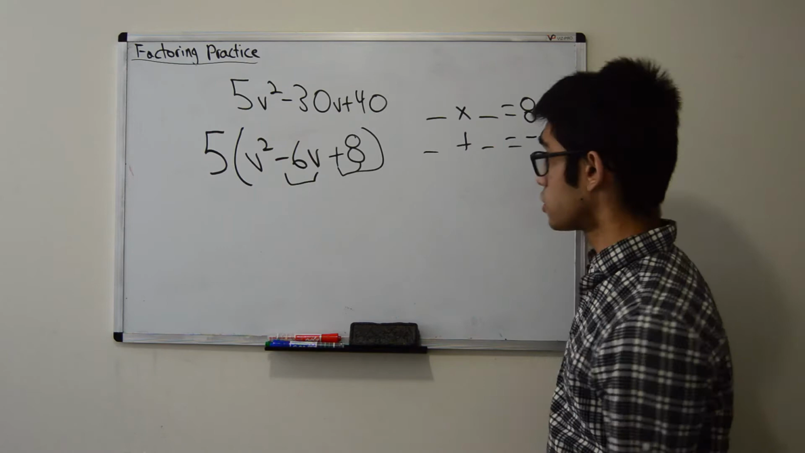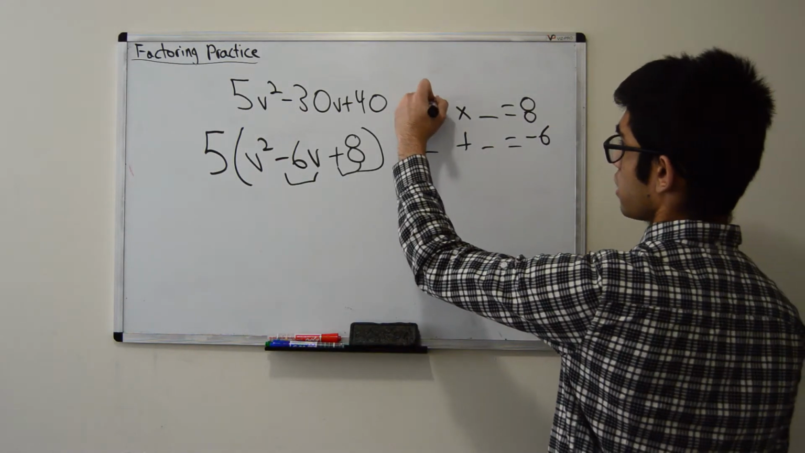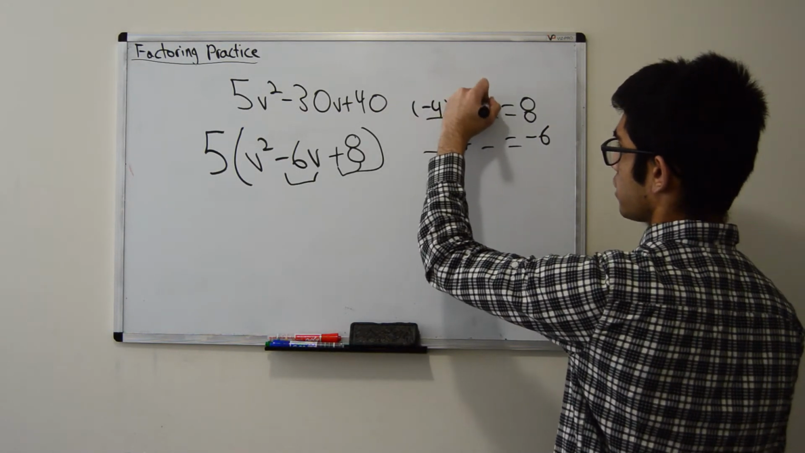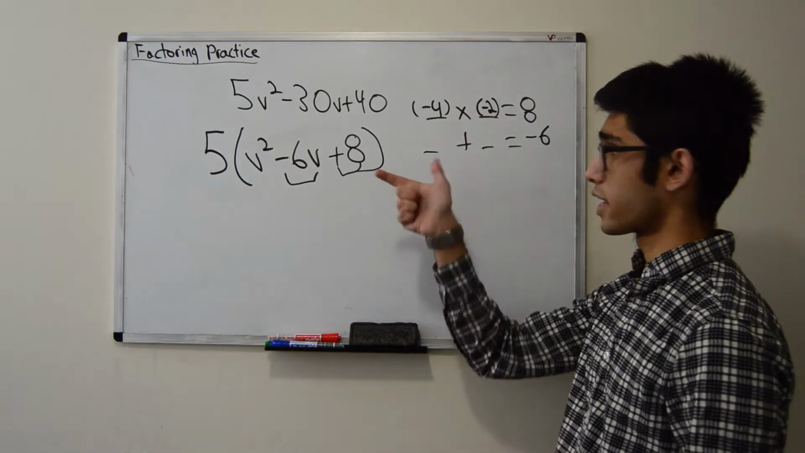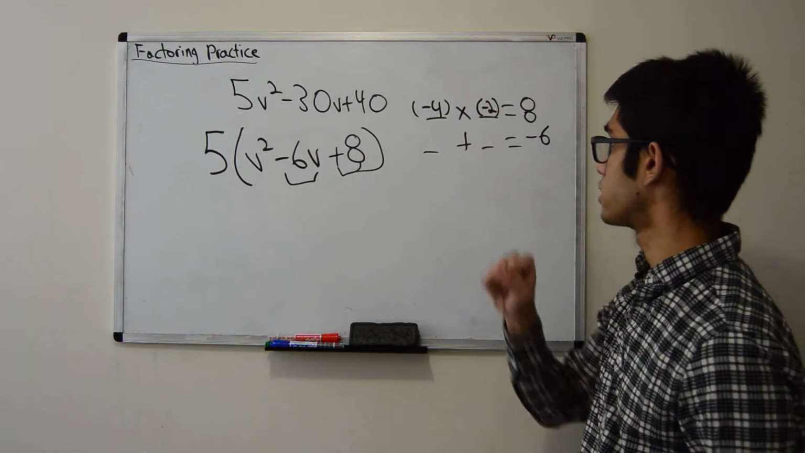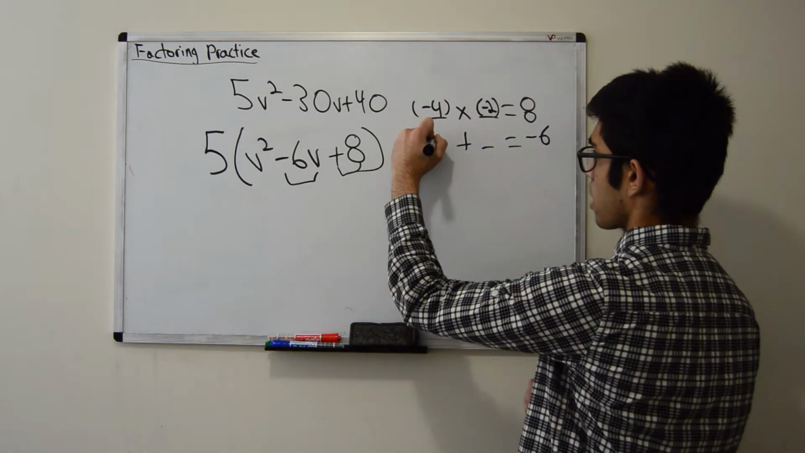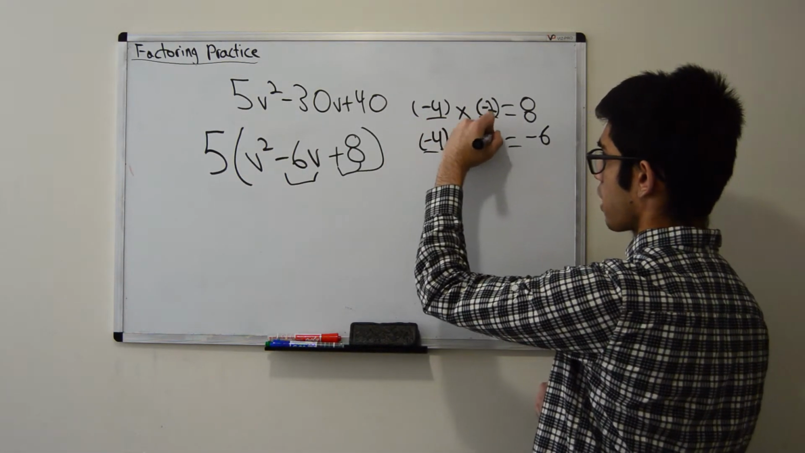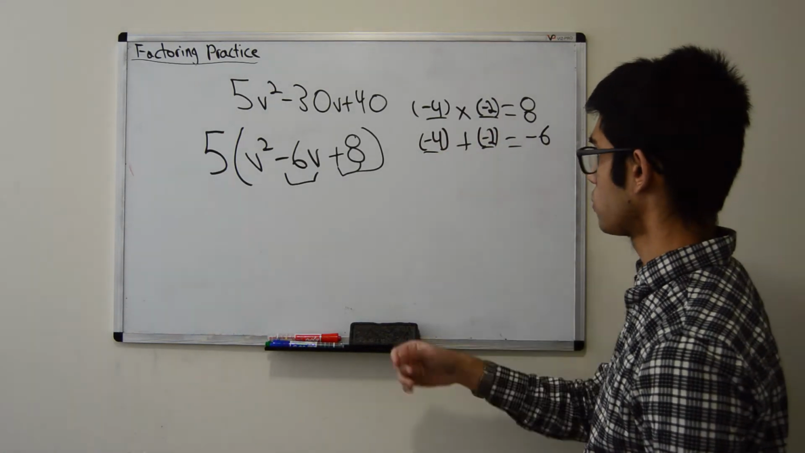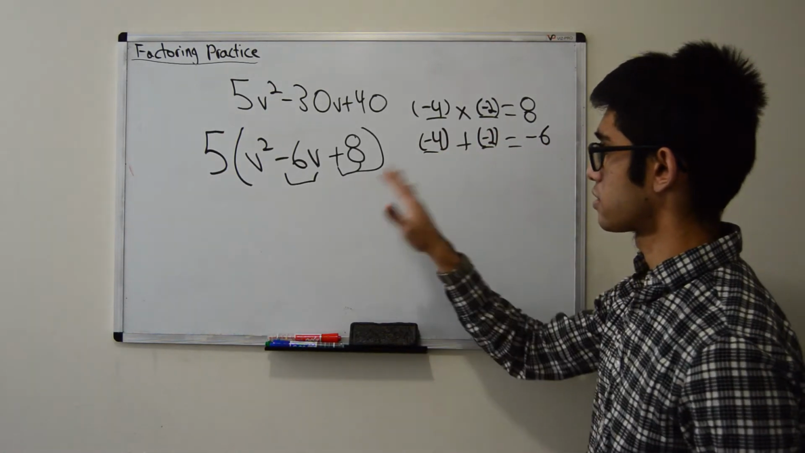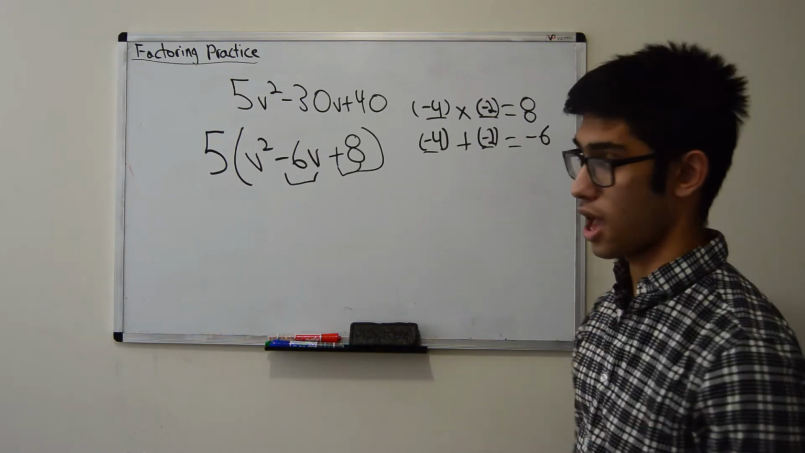Okay, so these two numbers are actually negative 4 and negative 2. So negative 4 and negative 2, when I multiply them together, the negatives cancel out and I have positive 8. And when I add negative 4 and negative 2, that is negative 4 minus 2, and I have negative 6. So the perfect numbers have been found.